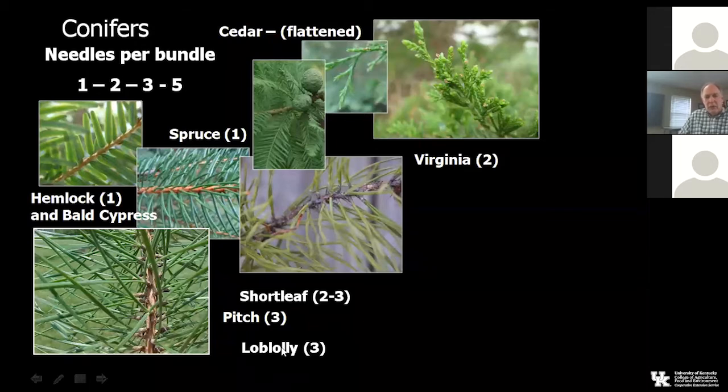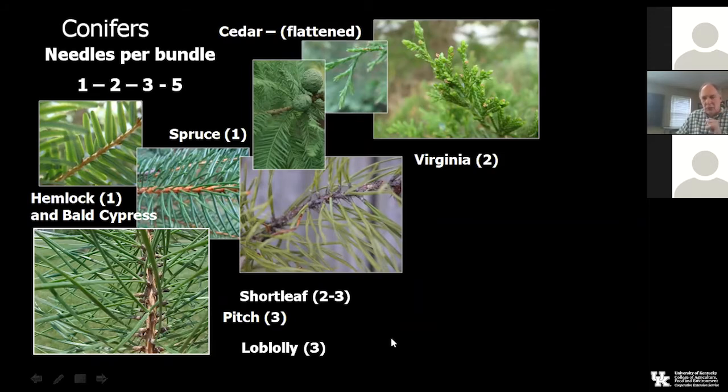And you're going to say loblolly and pitch pine have 3 needles per fascicle. That's true. But the loblolly pine is much longer. It's probably twice as long as the pitch, and a much softer tree. But again, that would be seen in your description within the book.